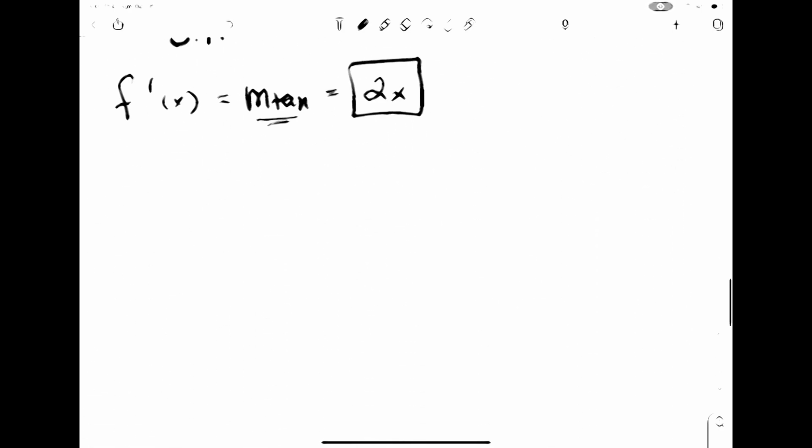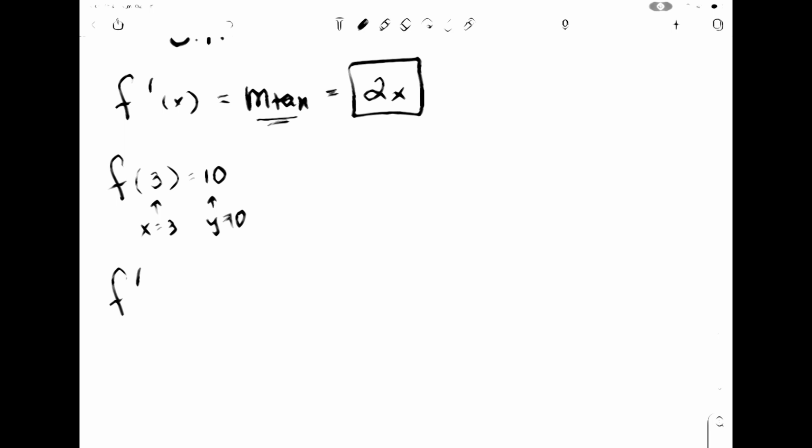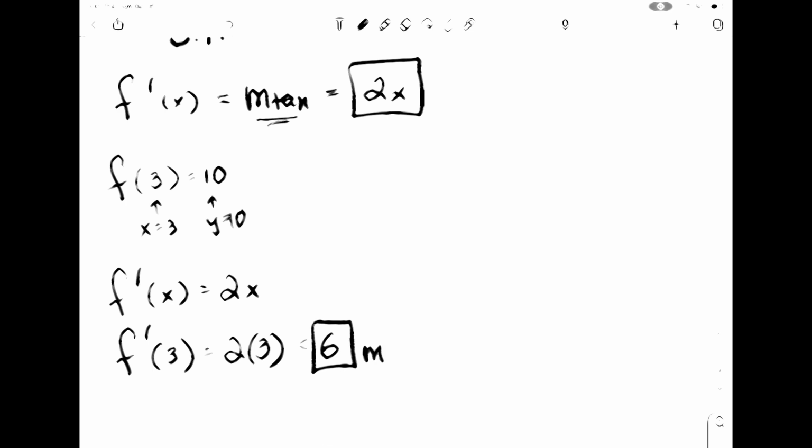Well, we saw that f of 3 equals 10 means when x is 3, y is 10. Now, we're doing f prime of x equals 2x. So f prime of 3 is 2 times 3, which is 6. Every time, without fail, when I find the derivative at a specified value, 3 in this case for x, I write m tan to remind myself that I just found the slope of the tangent. Well, if I have 3, 10 as an xy point, and I've got a slope of 6.